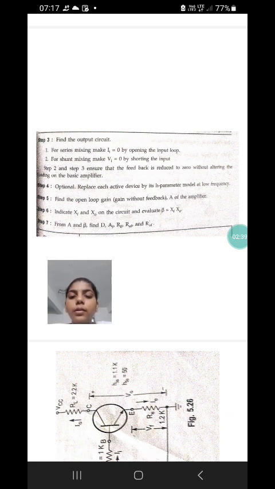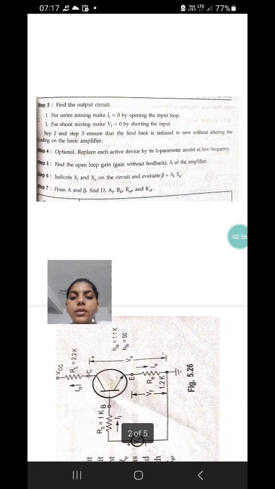Step 5: find the open loop gain, that means the gain without feedback, A, of the amplifier. Step 6: indicate Xf and X0 on the circuit and evaluate the beta value. Beta equals Xf by X0. Step 7: from the circuit, find A and beta, then the desensitivity, gain with feedback, resistance with feedback, and output resistance with feedback, ROF.